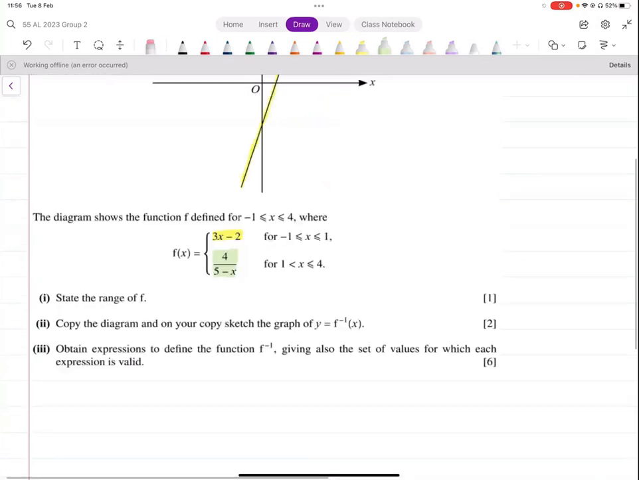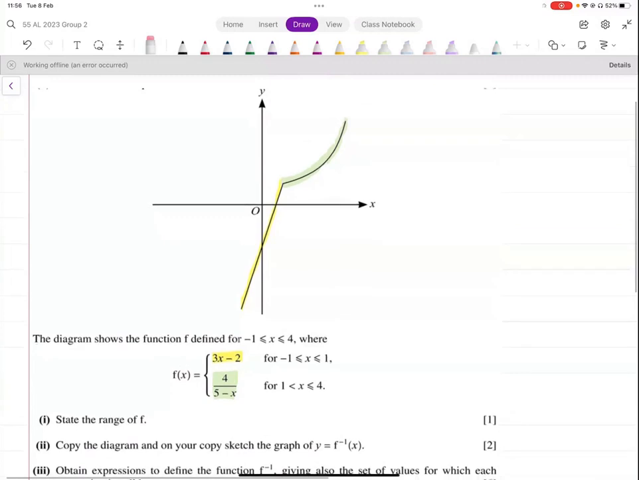अच्छा, first of all, we have to state the range of this function. Remember, range क्या होती है? Range is the values of y. Vertically आप कहाँ से कहाँ तक जा रहे हो. अच्छा, x की values दी हुई ना, we can mark them on the graph to make it easier. minus 1 से 4 तक जा रहे हैं ना.